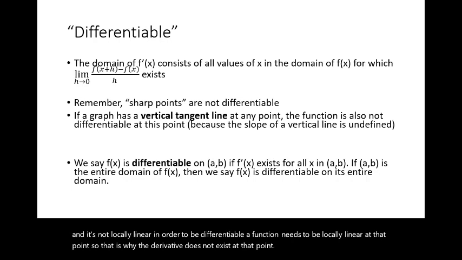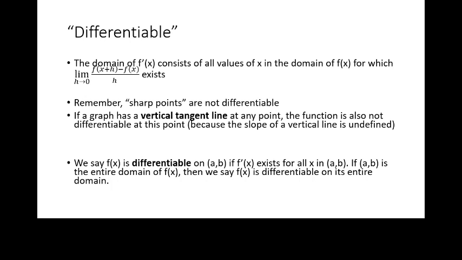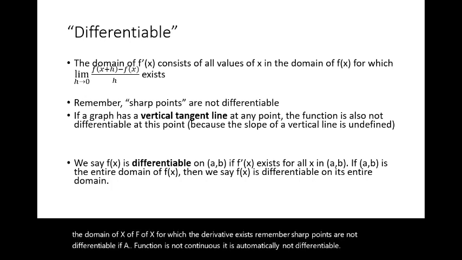For differentiability, the domain of a derivative f prime of x is going to be all of the values in the domain of f of x for which the derivative exists. Remember, sharp points are not differentiable. If a function is not continuous, it is automatically not differentiable. And another way that a function can fail to be differentiable is if it has a vertical tangent line.